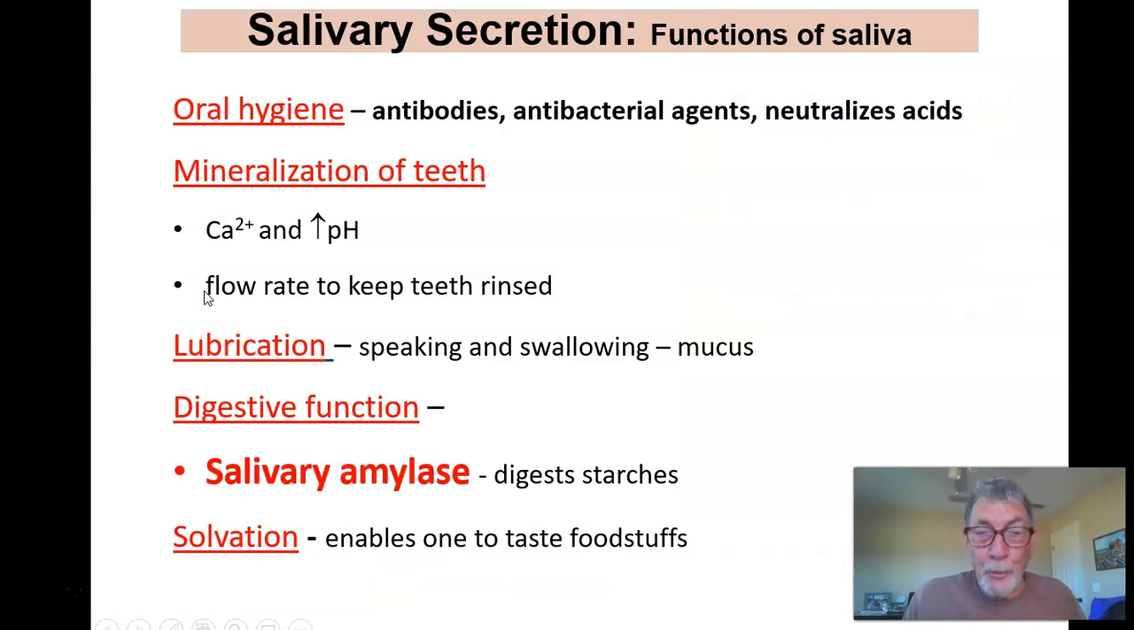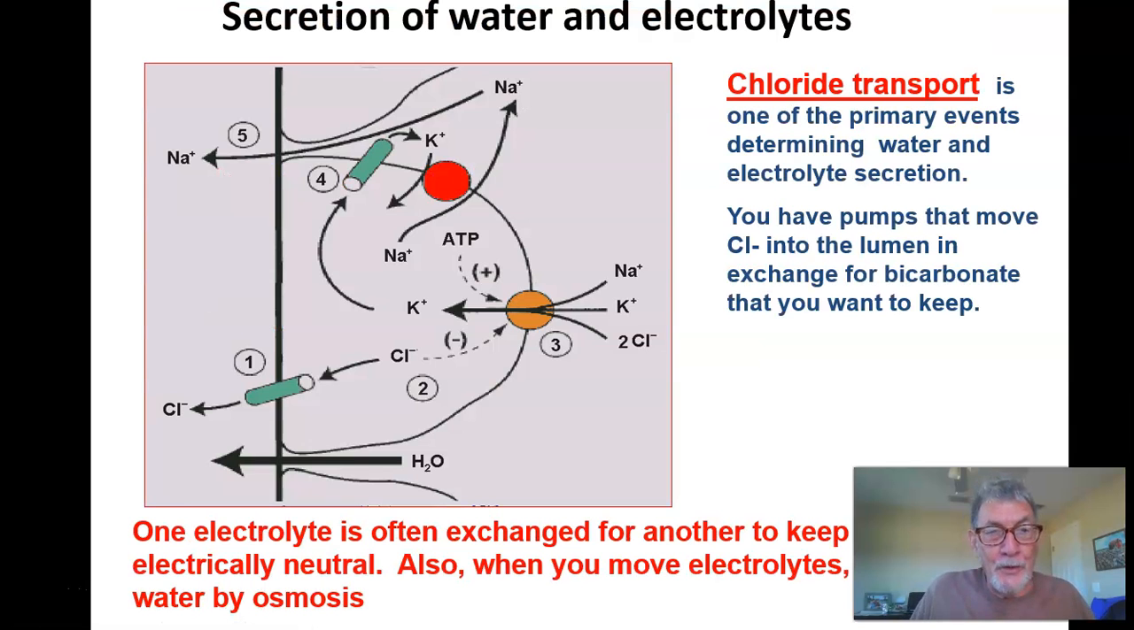Now we're going to have to absorb it too, because you can't afford to lose too much salt. But this movement of salt into the intestine will then cause water to be pulled by osmosis. So as you're moving sodium and chloride, you're going to pull water into the intestine. If you do that too much, you have diarrhea. If you do it too little, you're constipated.